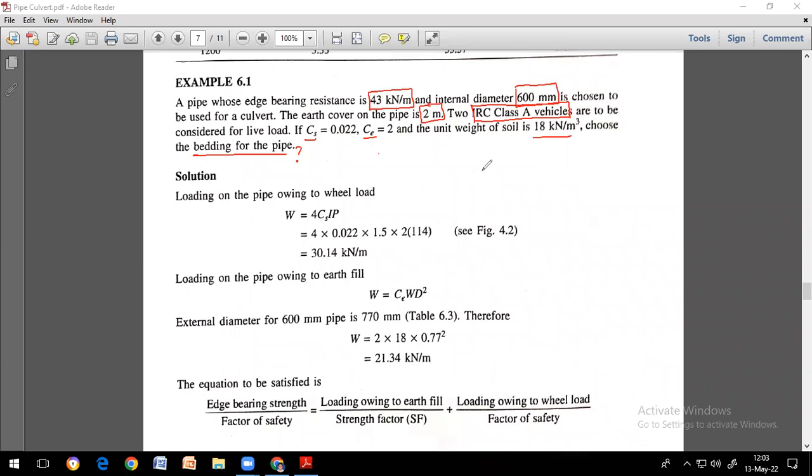Guys, anyone? See, you have to respond. Respond chestara chera. Tell me, em calculate cheste, I can choose the bedding of the pipe. Hello? Emma vintunnara vinatledha? Hello?